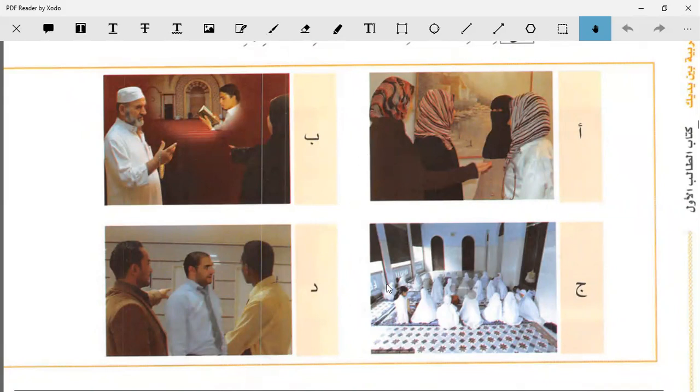Next, Man hazihi. Hazihi ummi Fatima hiya tabiba. You will write arba on this picture.